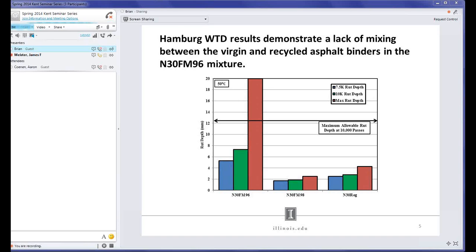Not sure if this is very hard to see or not, but you can see that the N30 FM96 mix had probably the biggest issue in terms of rutting resistance. We think that's mainly due to the mixing between the tab recycled binder. That was a big issue for them, trying to mix those. The other thing they had problems with, and I can pass the sample around, is RAS clumping at times, which I think is a major consideration we need to deal with when we start to add RAS to our mixes. And they also have RCA in this mix. So if everybody wants to take a look at that, you can.